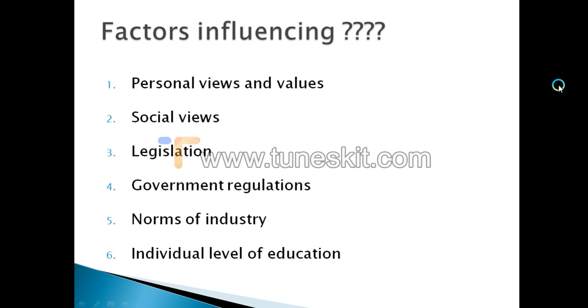Government regulations, what could be more changeable than this in human life, right? So government regulations are changing. You are well aware of the changeability of government regulations, and definitely that also influences business ethics. Next is norms of industry. Each industry has its own rules, each institute has its own rules, so those rules also influence the kind of business ethics that is being performed.